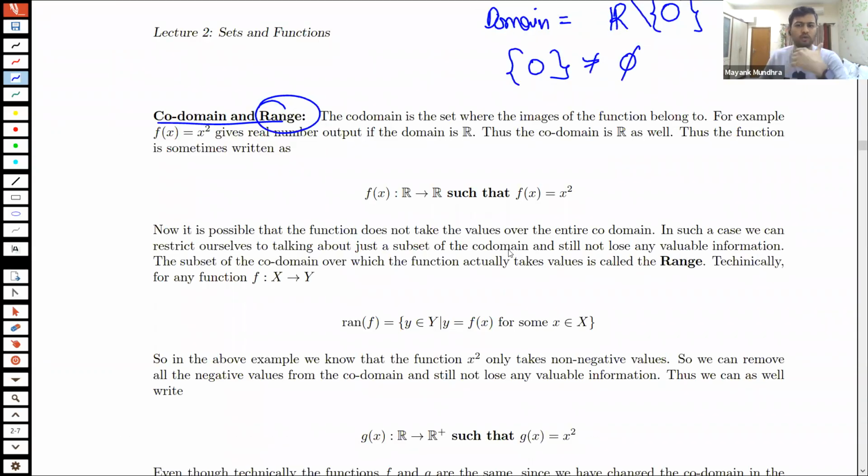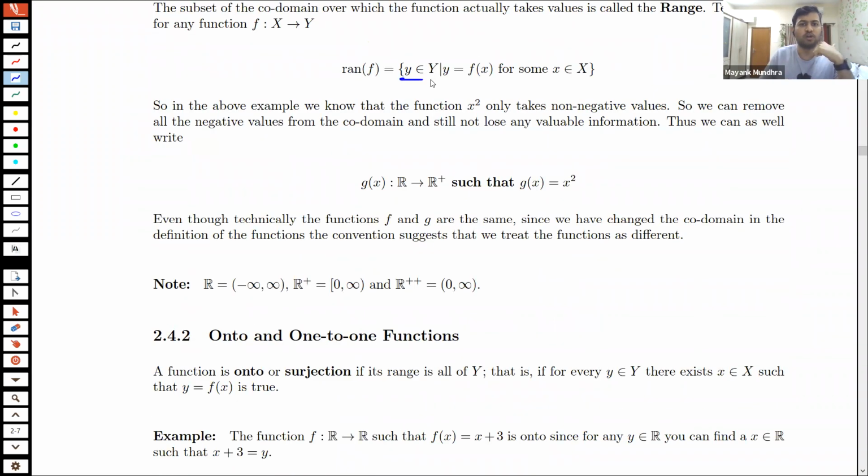So range we'll do later on, but the range of a function f is defined as all values in the codomain such that some x is mapped to that value. Some x should be taking that value. Now x square takes non-negative values, so we can remove the rest. You can define the function x square as R to R, or as R to R plus.